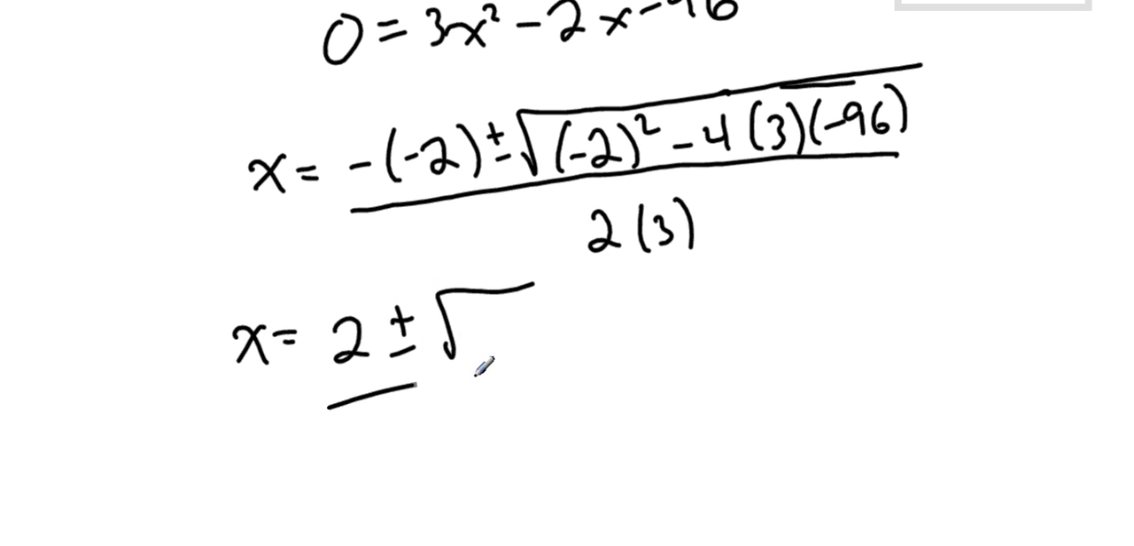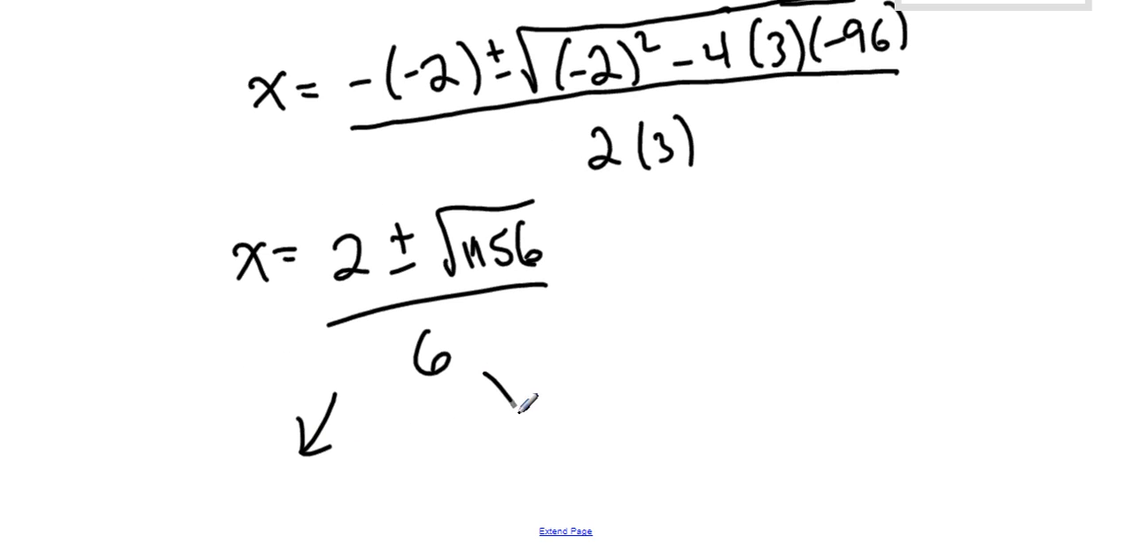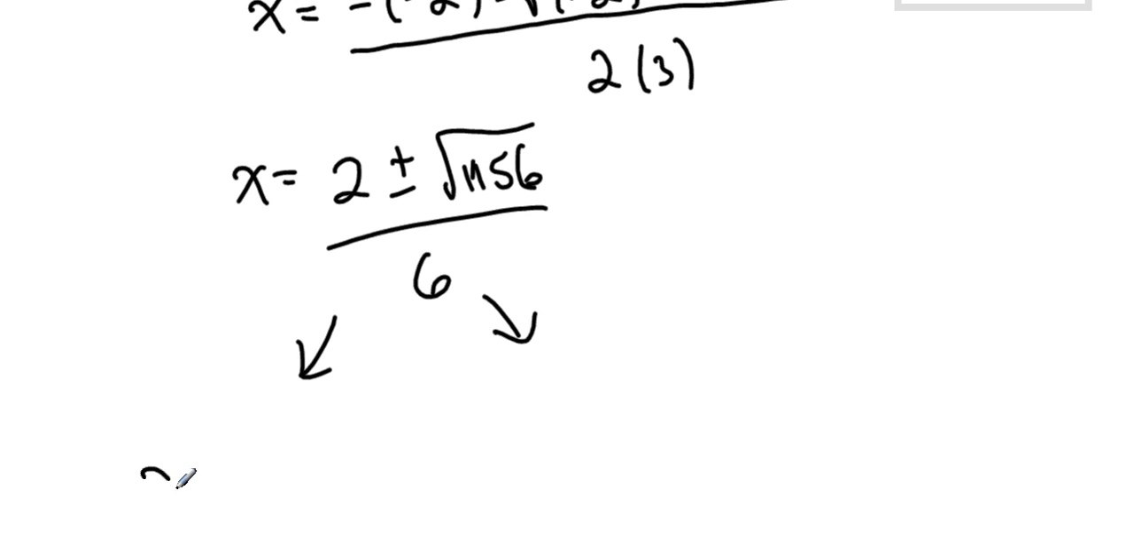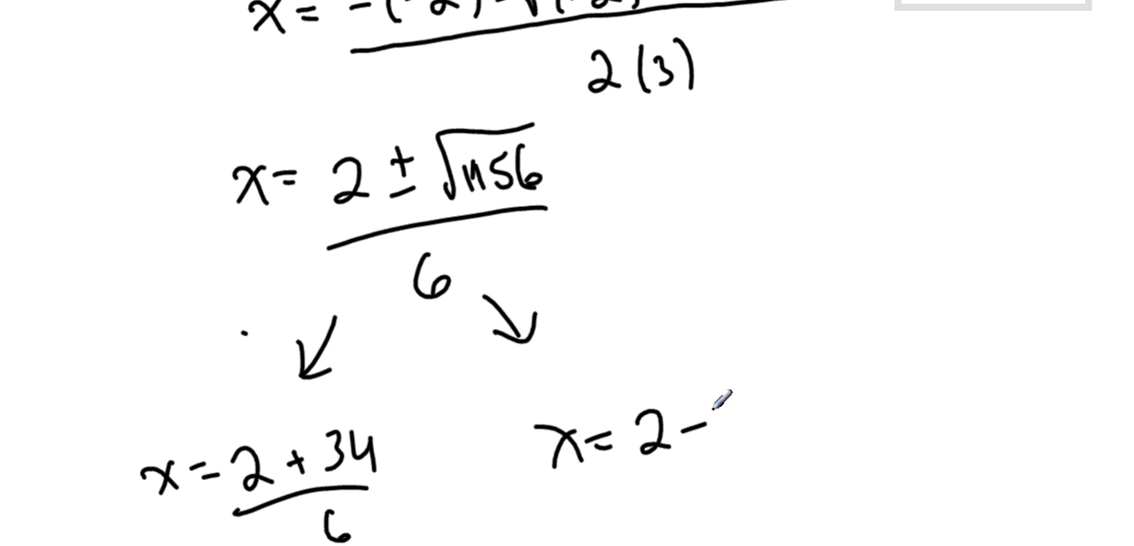2 plus or minus root something, that's going to be a 6. So let's see what happens. So I get a discriminant of 1156. Oops, sorry. So let's split that into two distinct answers, one of which is x equals 2 plus, what's the square root of that? 34 divided by 6, and one is x equals 2 minus 34 over 6.